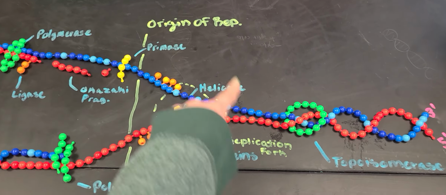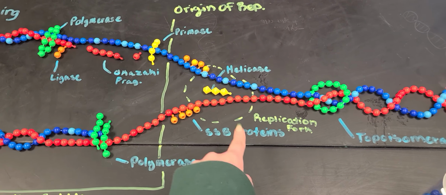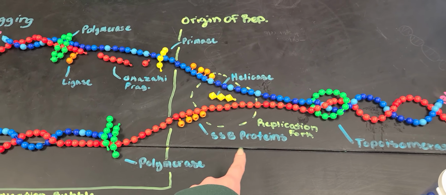And this is the replication fork, right? These little orange things are the SSB proteins.